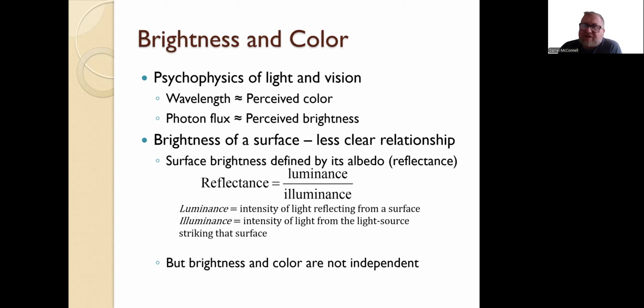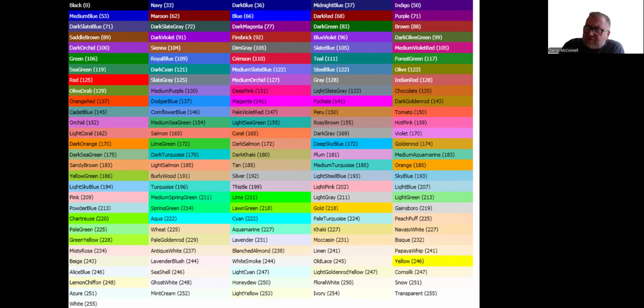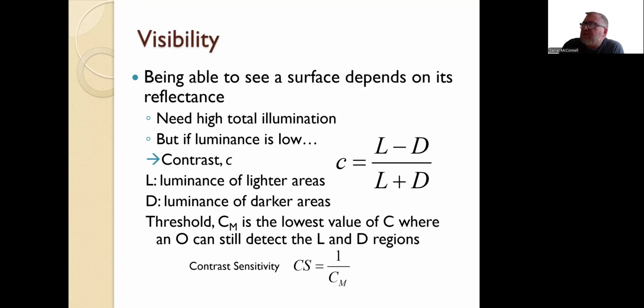And so I did mention the concept of photon flux earlier. Instead of amplitude being the main thing that leads into our perception of the brightness of light, really brightness is a function of that reflectance ratio. But again, as also noted, brightness and color are not independent of each other. So we'll go to that.